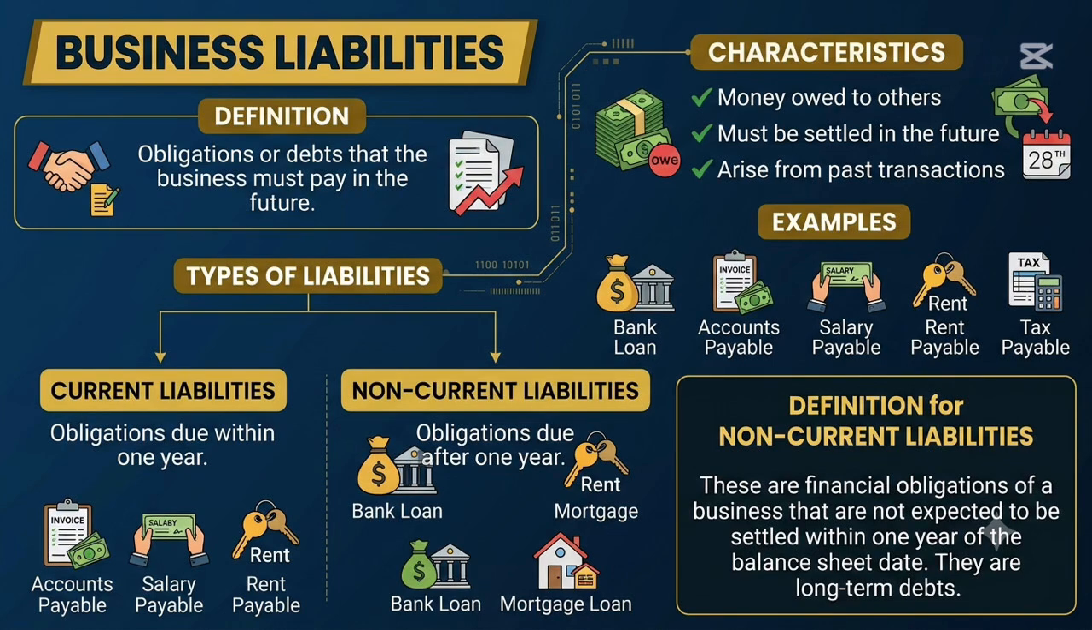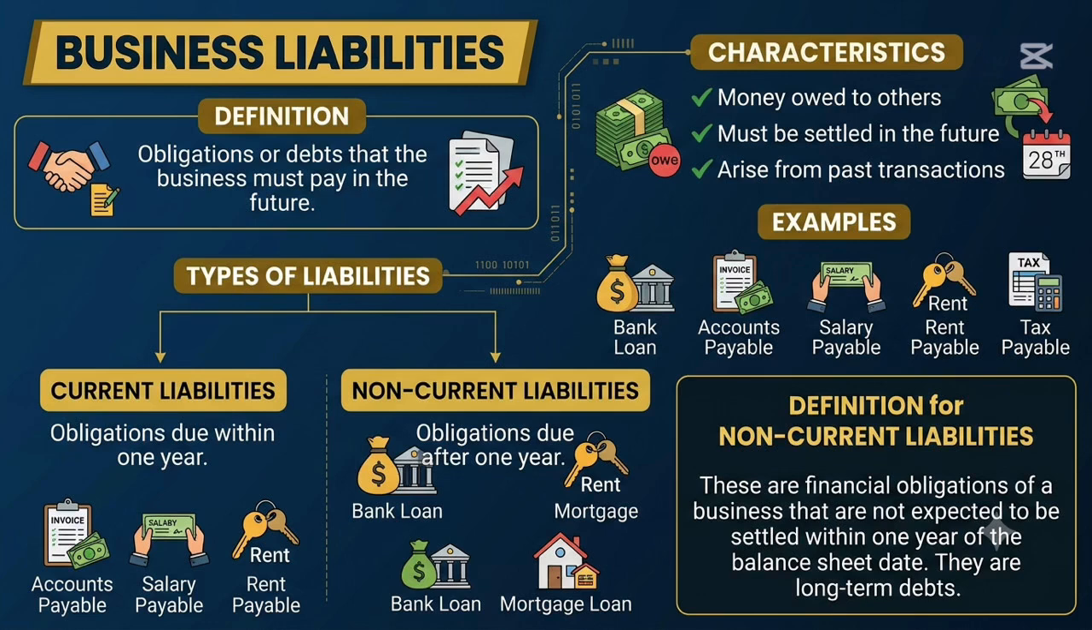Therefore, the bank loan is a liability. Other examples include accounts payable, salary payable, rent payable, and tax payable. A simple way to remember this is: assets are what the business owns, while liabilities are what the business owes.